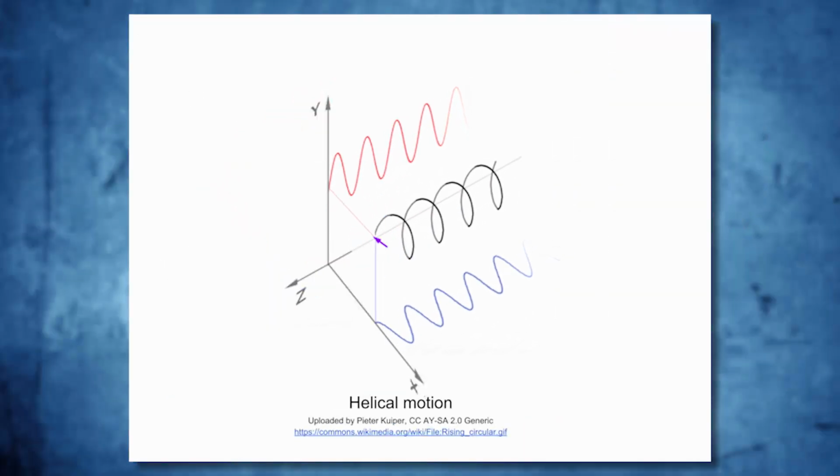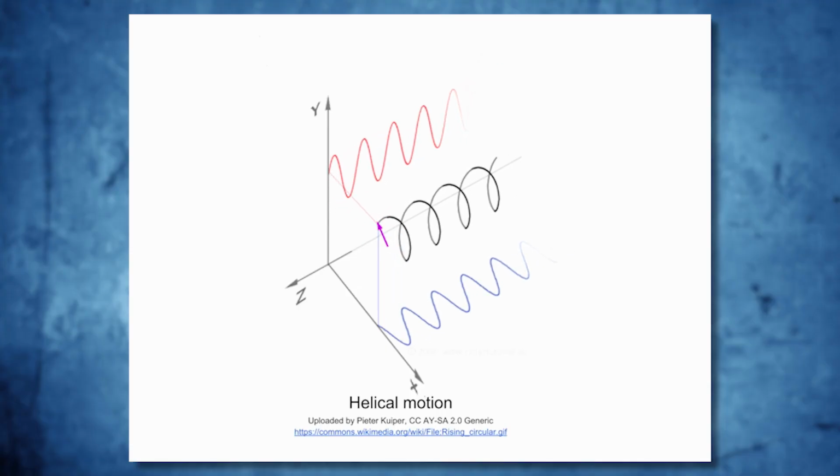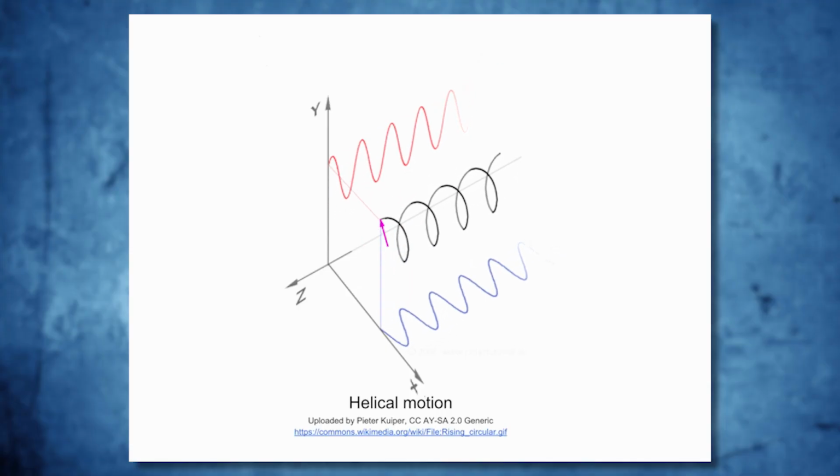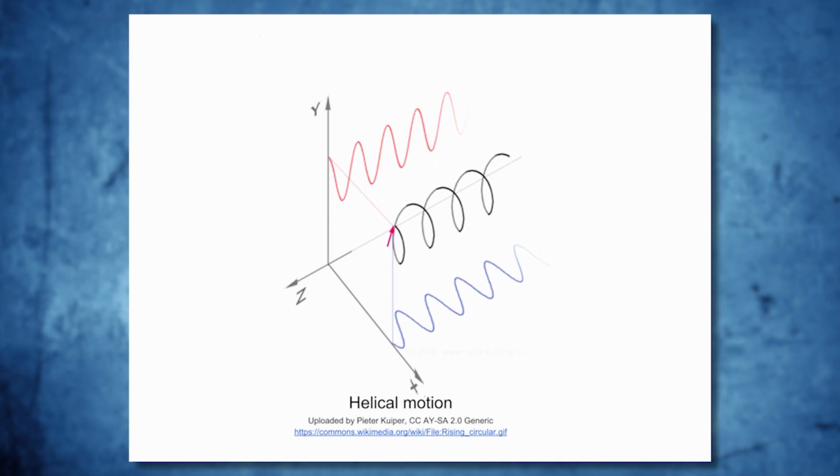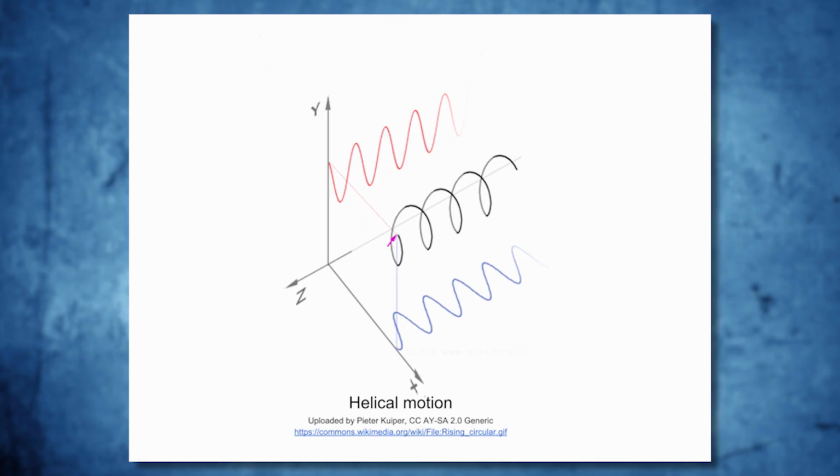And again, that's something we see all over in nature. DNA is in a helical shape. Much of the polarization of light that we see from space comes in circular polarization. And that forms a helical sort of shape as it propagates through space.